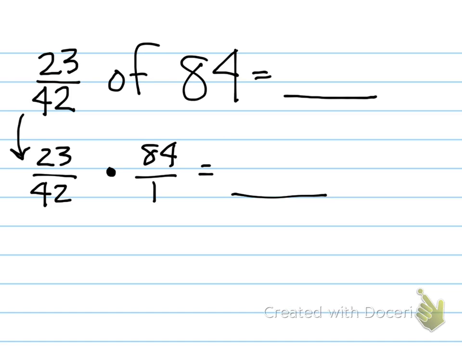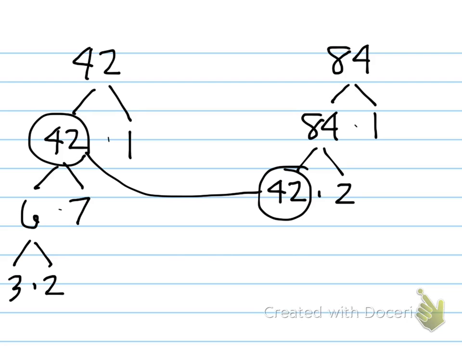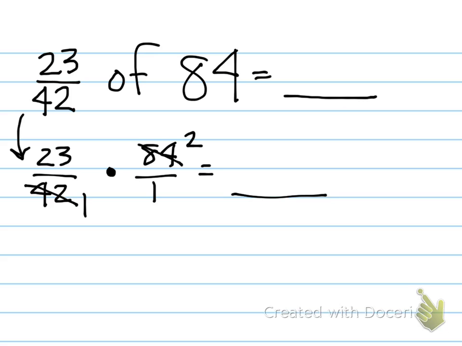Now, knowing that 42 is the highest common factor, let's go ahead and divide. 42 divided by 42 is 1. 84 divided by 42 is 2. And if you needed a quick check, go back to your work and check. 84 divided by 2, there's your fact triangle. 84 divided by 2 is 42. You did the work. Don't be afraid to go back and check it.